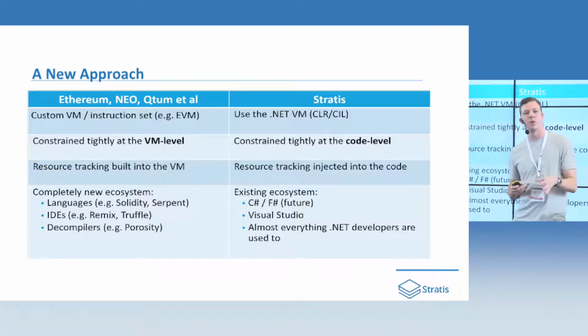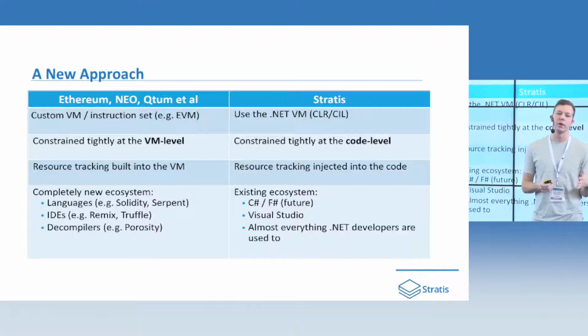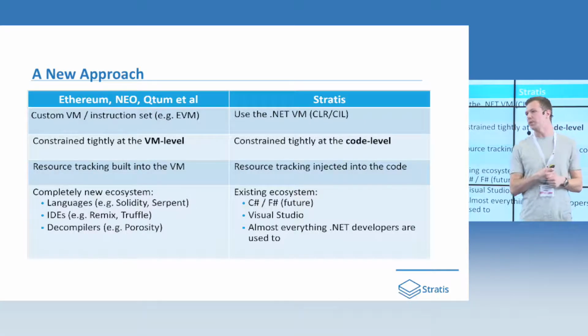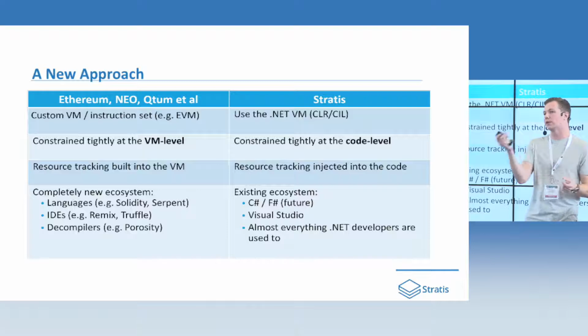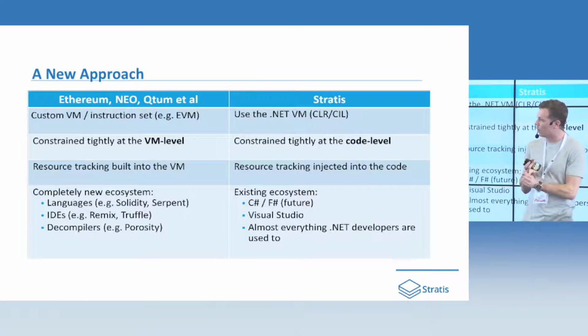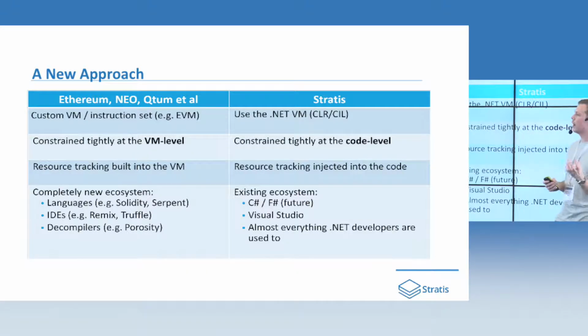To fix this tough problem, the very first solution was to build a custom virtual machine. The best example of this is the Ethereum virtual machine. It basically has a completely limited instruction set. There's only very few things you can do. There's no calls to an outside website, for example. You can't find out any information about the underlying architecture. You can't find out any information about the underlying operating system. So it's constrained tightly at the VM level.